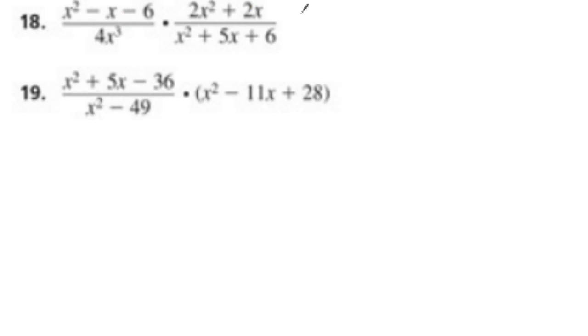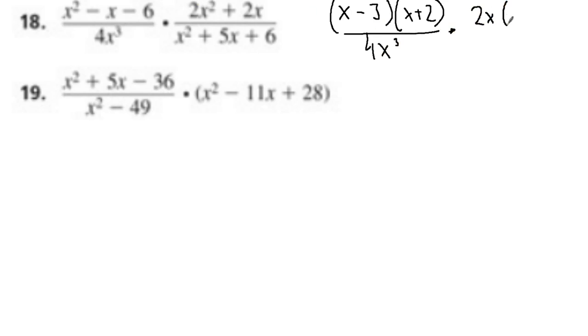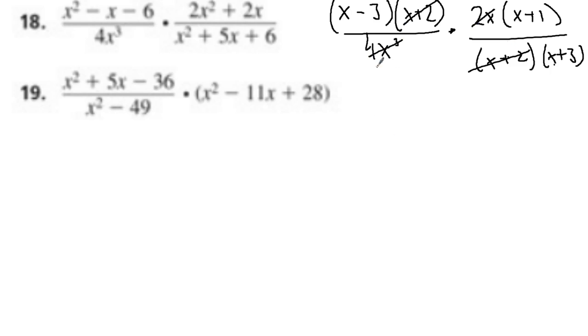So x squared minus x minus 6. Factoring. You guys can do that factoring on paper, but I'm going to do it in my head. There you go. Times 4x cubed multiplied by 2x, x plus 1, then x plus 2, x plus 3. Okay, so x plus 2 and x plus 2 cross off. 2x here and 4x cubed cross off. 4 divided by 2 is 2, and x cubed divided by x is x squared. There you go.